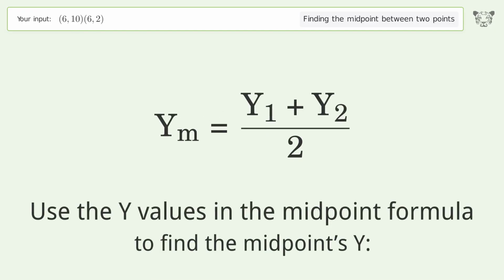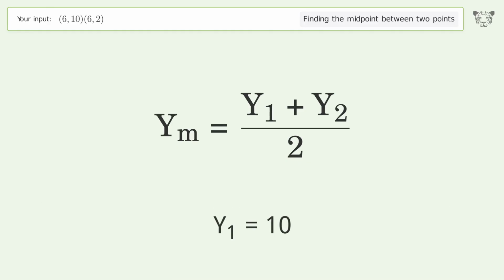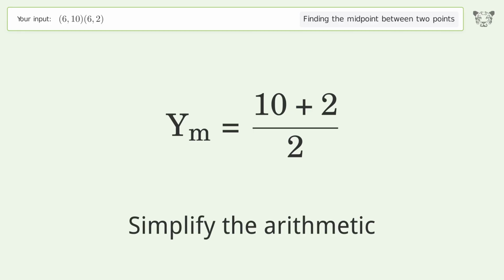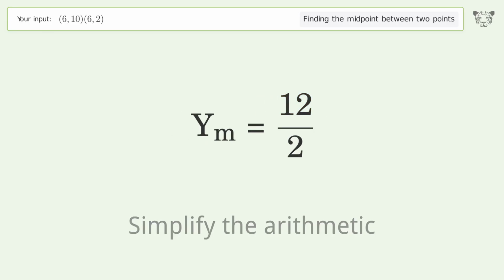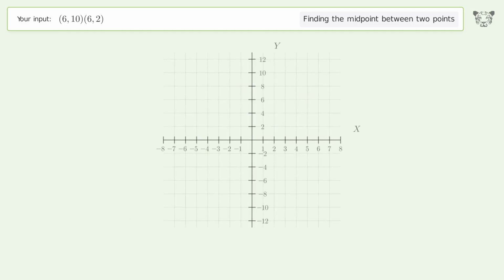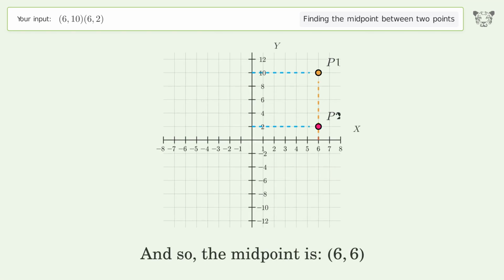Use the y values in the midpoint formula to find the midpoint's y. y1 equals 10. y2 equals 2. Simplify the arithmetic. And so, the midpoint is 6, 6.